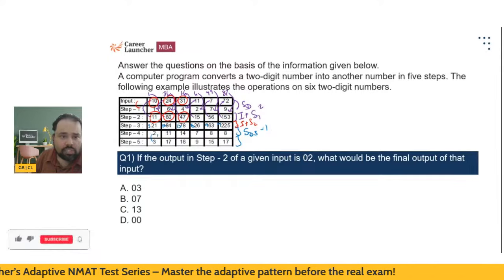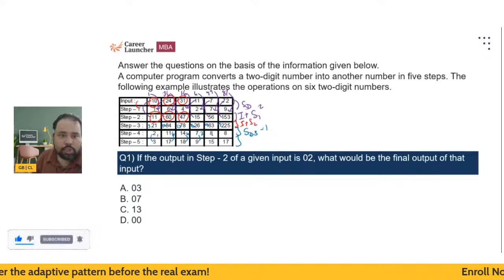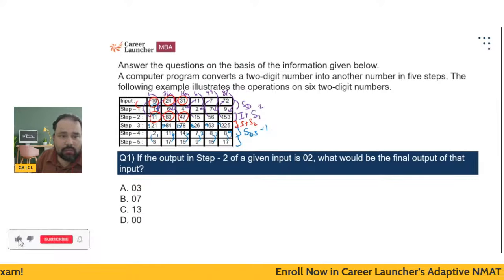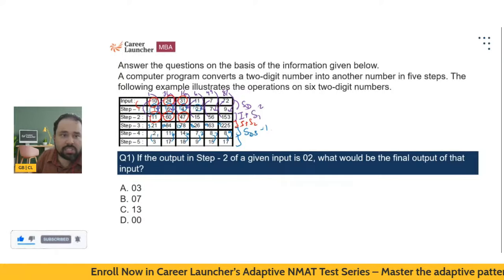Again 2 and 3 difference is 1. 11 and 17 is 6. 14 and 18 is 4. 7 and 9 is 2. 8 and 15 is 7. 8 and 17 is 9, which is nothing but 1 6 4 2. So it is nothing but step 4 plus step 1.